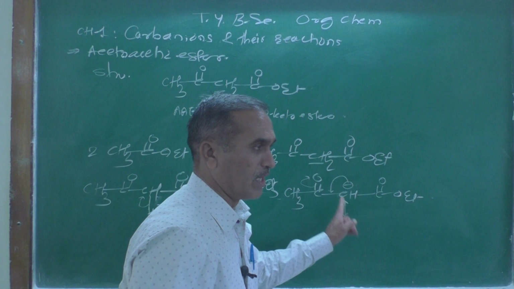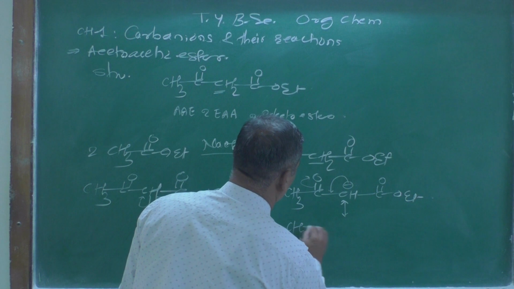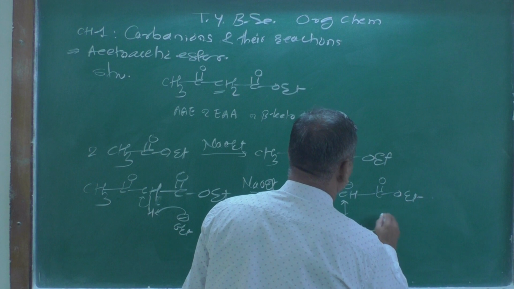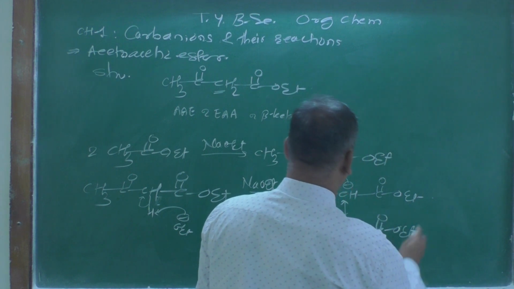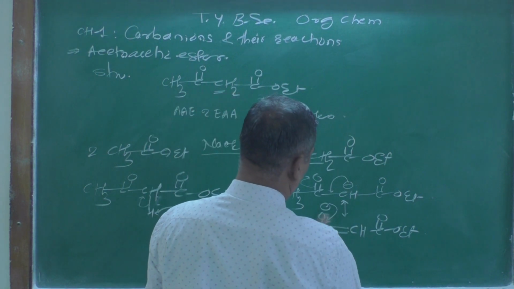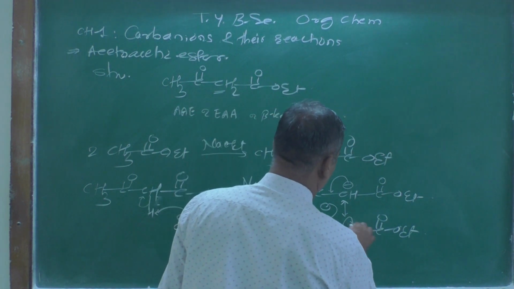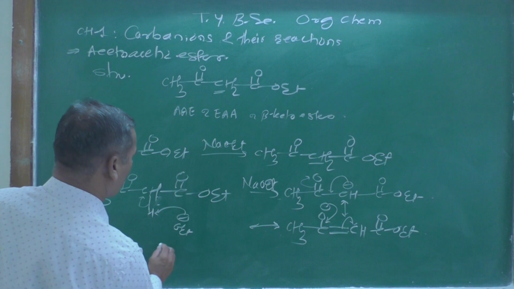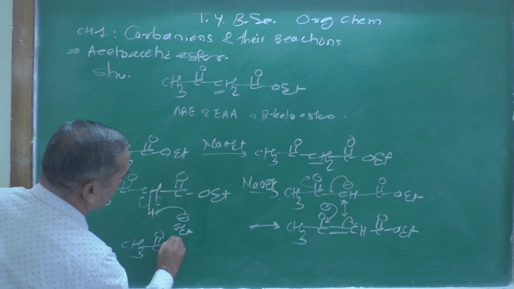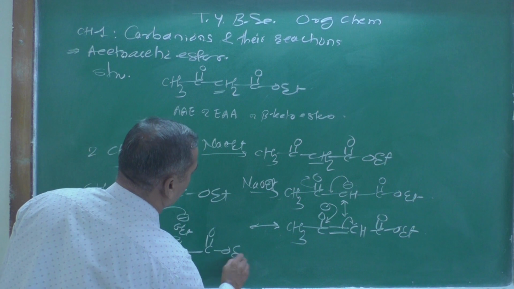This is a double-headed arrow, or what we can call a resonating arrow, and therefore CH3, then O minus double bond CH, then C double bond O, OEt. Again, we can draw the resonating structure of this negative charge, forming a bond between this carbon atom and this oxygen atom. This double bond concentrates the electron density over here, and you are going to get CH3 C double bond O, CH minus, and then here C double bond O, then OEt.